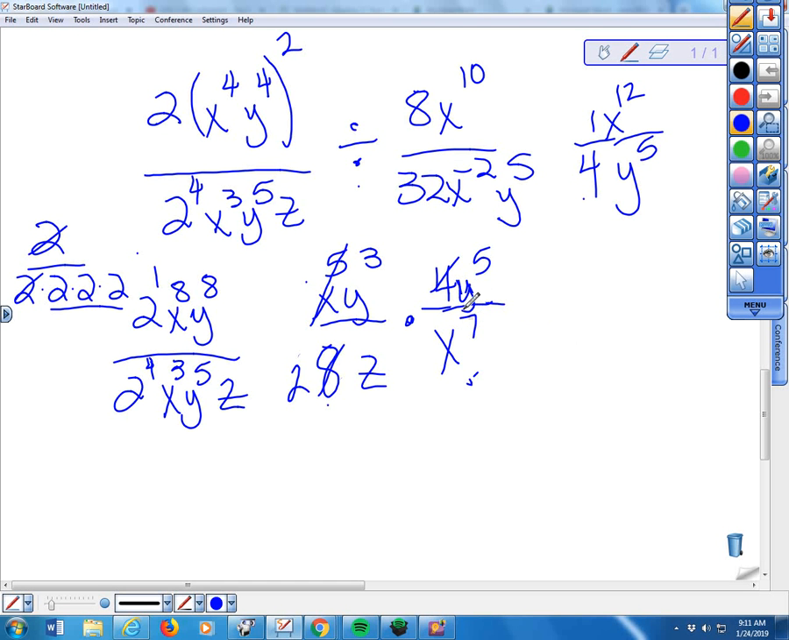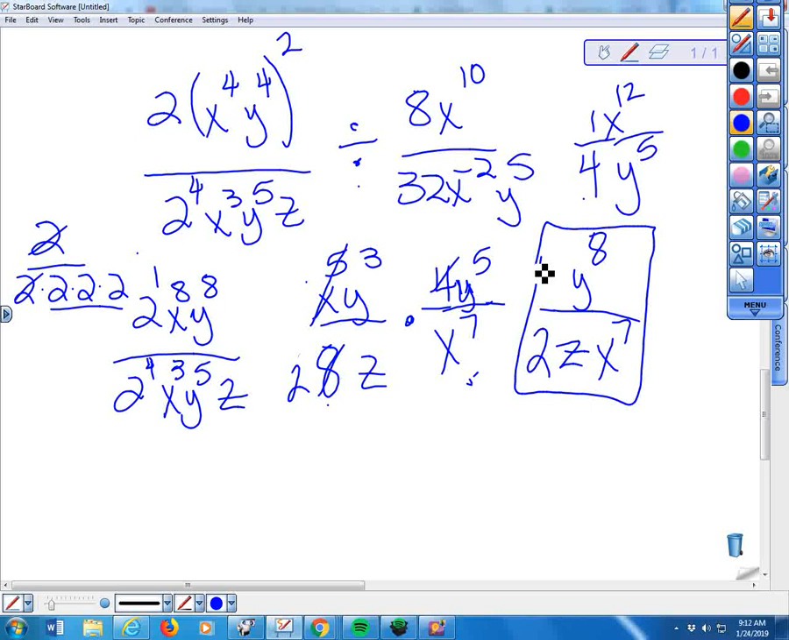And then I have y cubed, y to the 5th. What do I do with those? Add them. So that becomes y to the 8th. I have 2z x to the 7th. So that mess simplifies to that, just step by step.